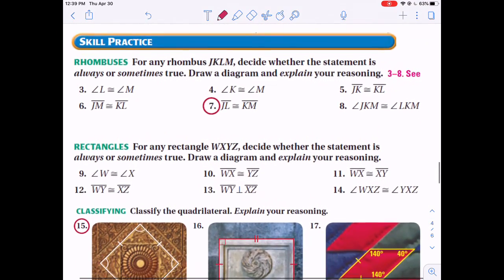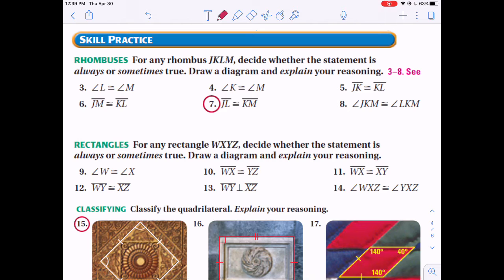All right, so we're looking at the skills practice. It says, for rhombus JKLM, decide whether the statement is always or sometimes true. Please draw the picture. So I'm just drawing me a rhombus and labeling it. It doesn't matter where you start the letter, as long as they're in the right order. Here's J, K, L, and M, and all sides are equal, right?